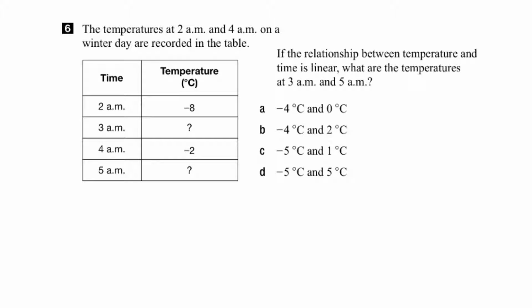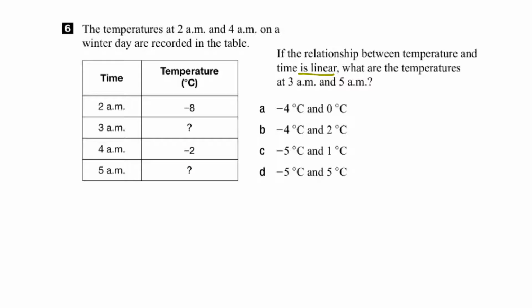In this question, we're given some data about the relationship between temperature and time, and we're told that this relationship is linear. And what we have to do is determine the missing values here and here.